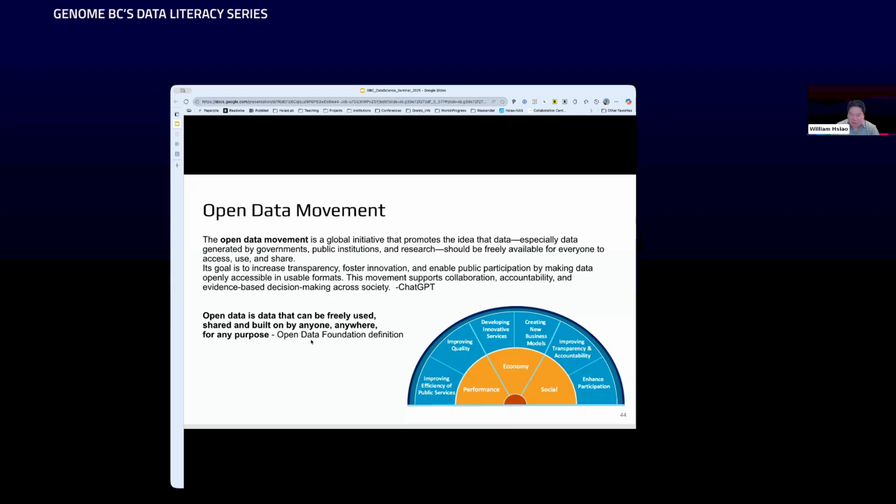But based on the Open Data Foundation definition, open data is essentially data that can be freely used, shared, and built on by anyone, anywhere, for any purpose, right? And this is a picture showing the various social, economic, and performance benefits associated with making more data available.